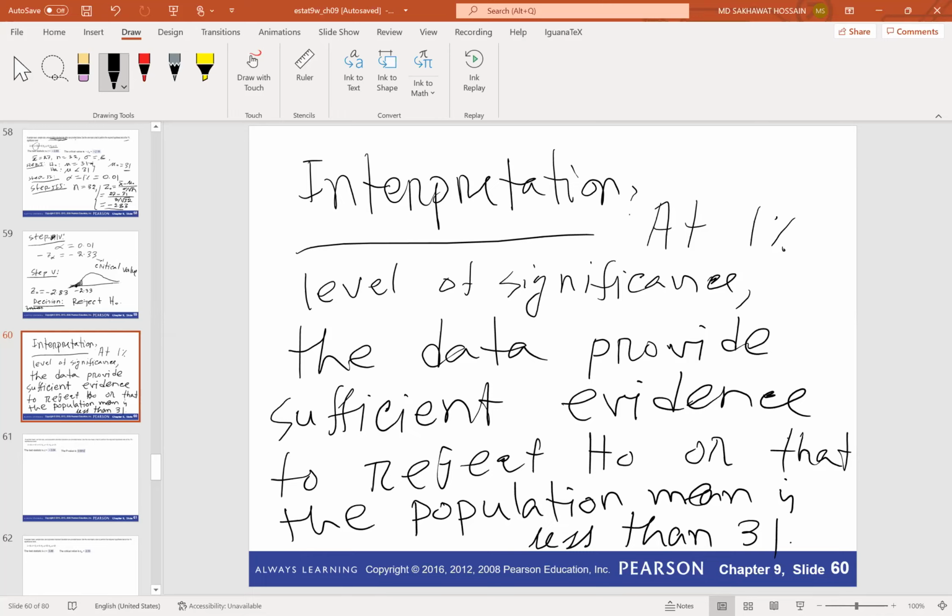So we are rejecting the null in favor of the alternative. That means the data is supporting the alternative. When you write the interpretation, you should always mention the level of significance. So at 1% level of significance, the data provides sufficient evidence to reject the null, or the data provides sufficient evidence that the population mean is less than 31, which was our alternative hypothesis. Do you have any question?